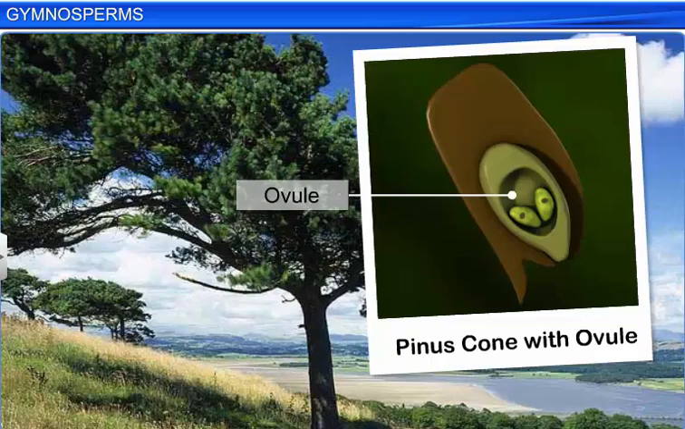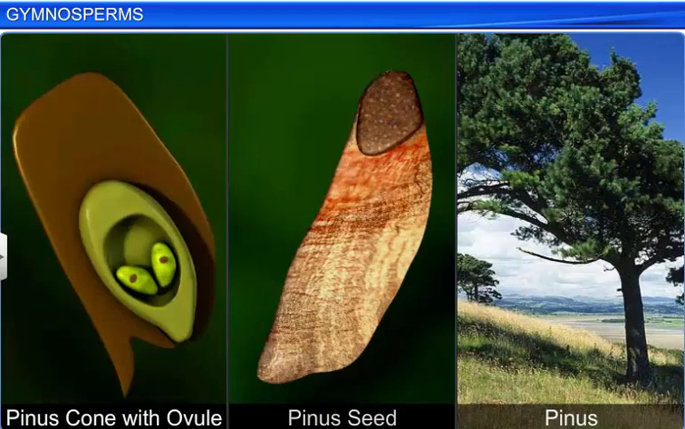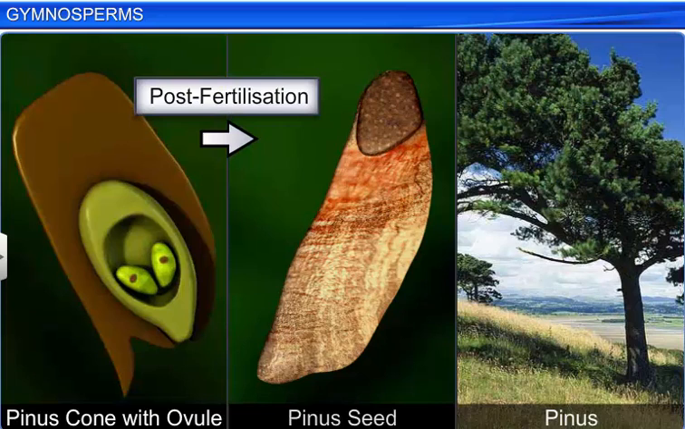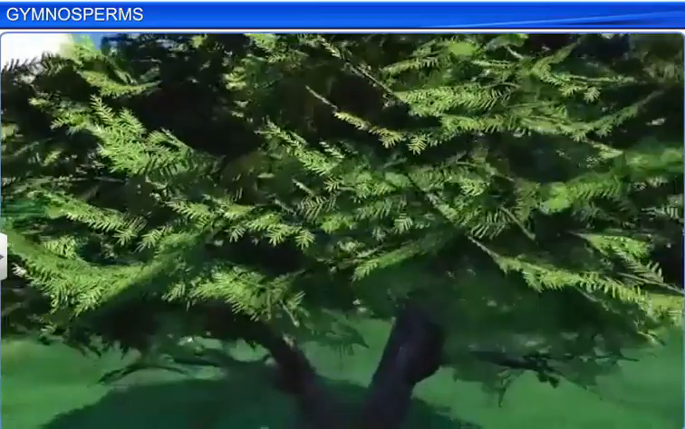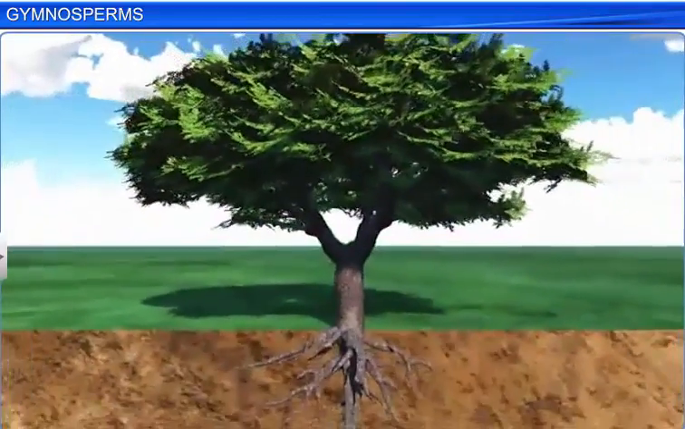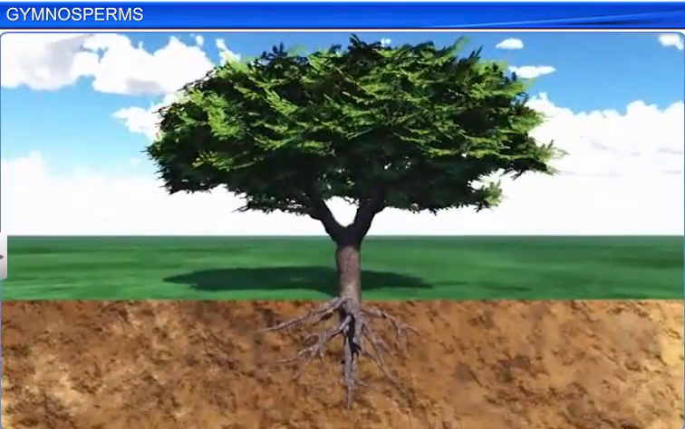before fertilization as well as post-fertilization, when they develop into seeds. These seeds germinate to give rise to new plants. If you take a look at the morphology of gymnosperms, you will notice that most of them have taproots.